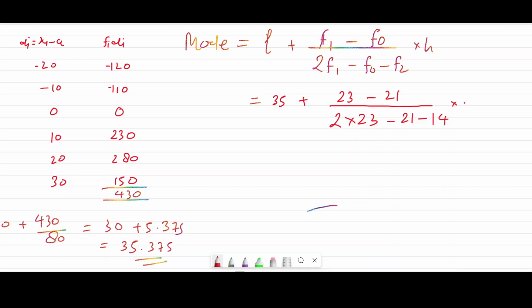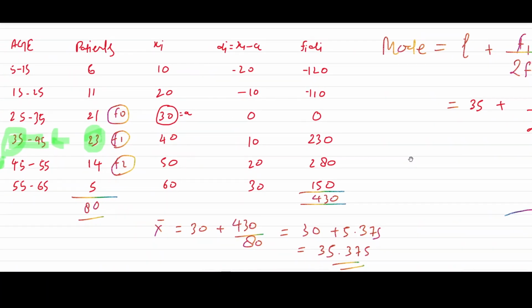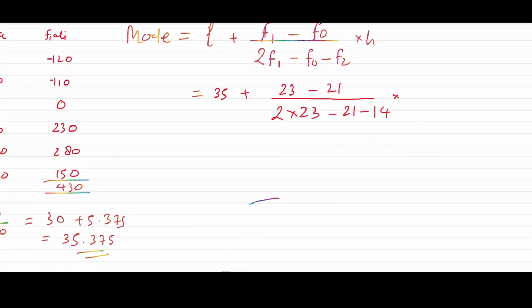And the size of the class, how can I calculate? If we subtract upper limit minus lower limit, 45 minus 35, or any numbers, 15 minus 5, this is 10. So we should take 10. Now solve this, that means simplify. This is 35 plus, here 23 minus 21 will be 2, into 10, then it will be 20.